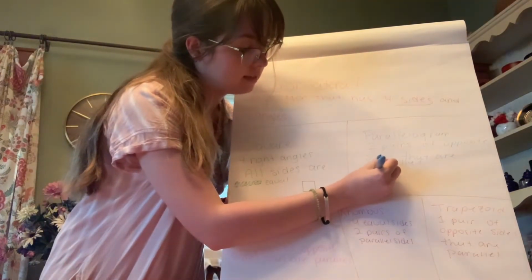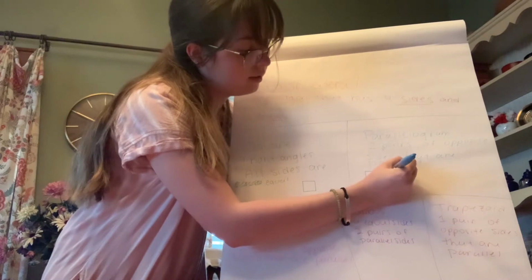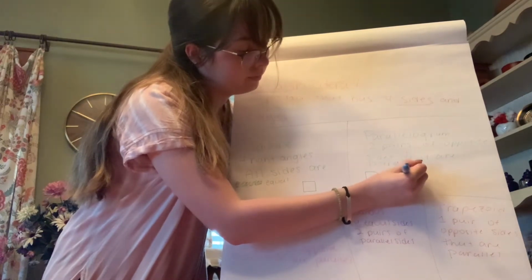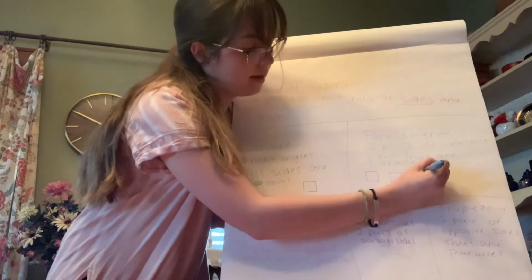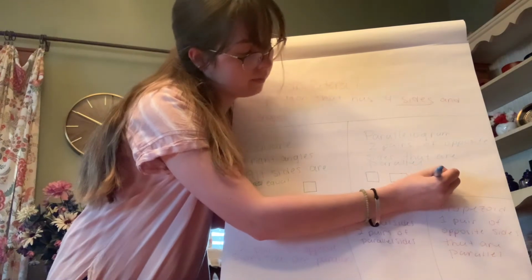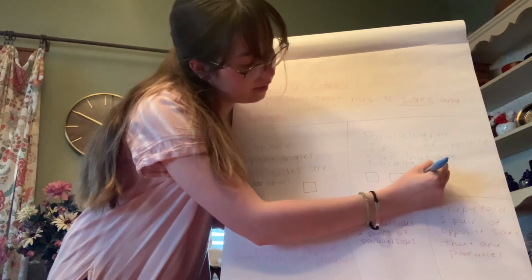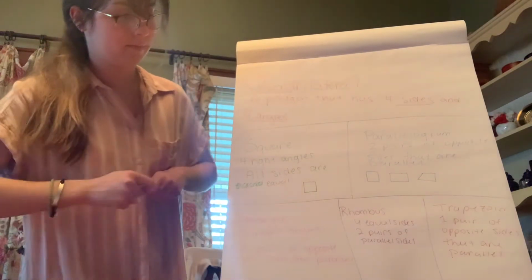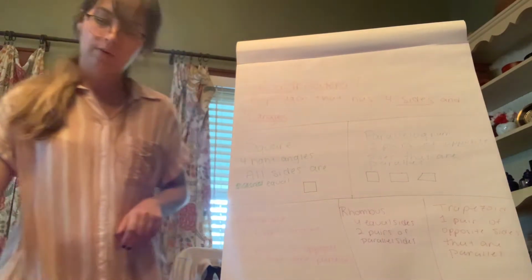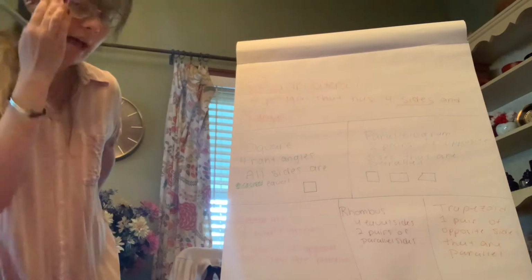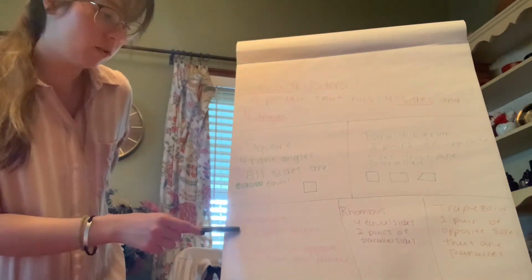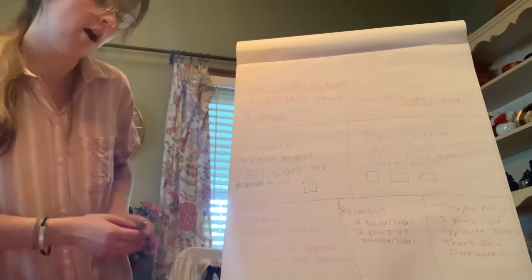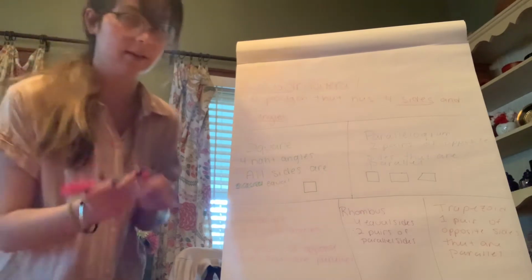Got this one, and I also have this one. Here we go. Now let's move to rectangles. A rectangle has 4 right angles and 2 pairs of opposite sides that are parallel.